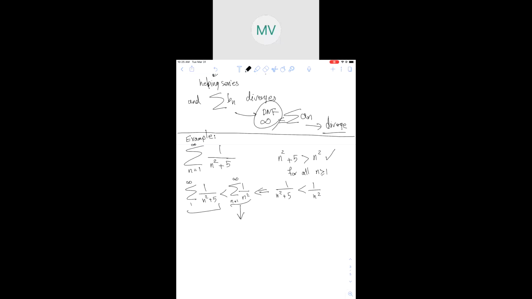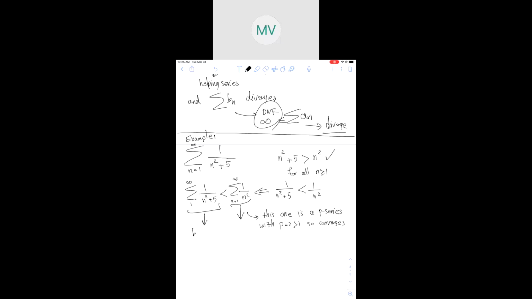It is correct. You have to justify. Yep, it's a P series with P equal 2 bigger than 1, so it converges, right? So we already know this one is a P series with P equal 2 bigger than 1, so converges.